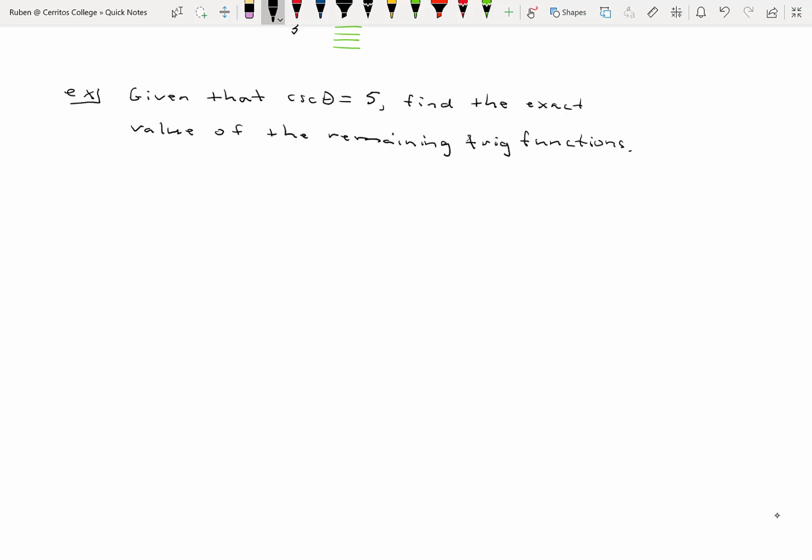So here's our next example. Given that the cosecant of theta equals 5, find the exact value of the remaining trig functions. This example looks a little scary at first. Again, write out the 6 trig functions in the same order every time. The sine of theta, the cosine of theta, and the tangent of theta. Then the cosecant of theta, the secant of theta, and the cotangent of theta. The cosecant of theta is 5.